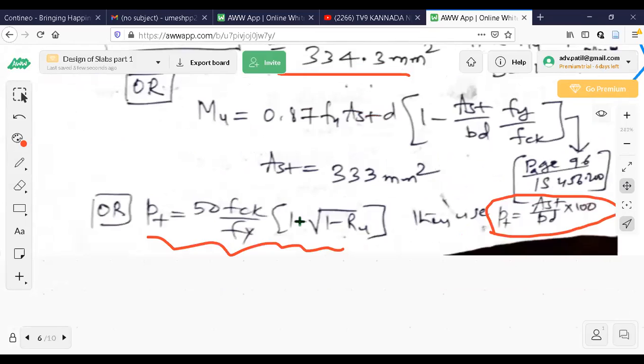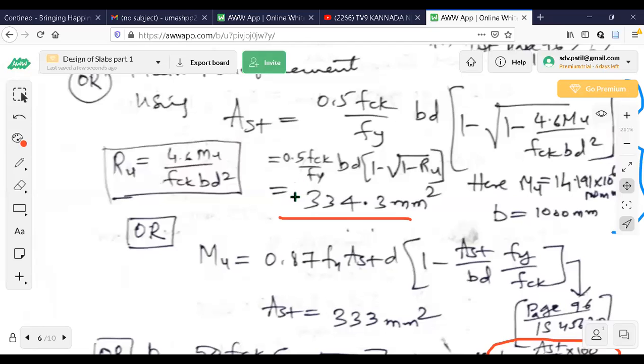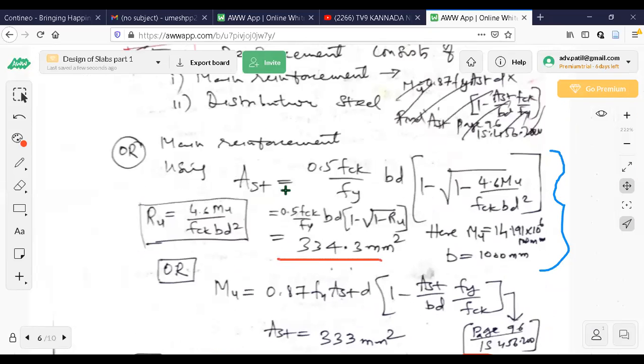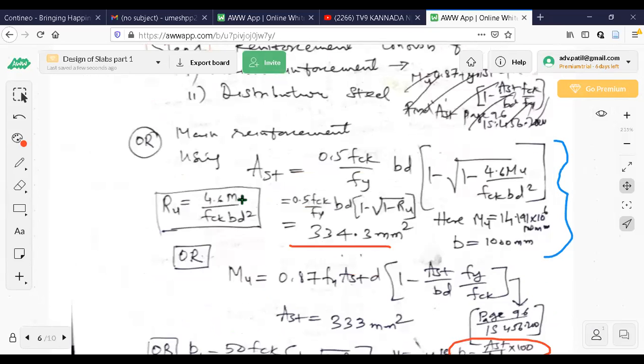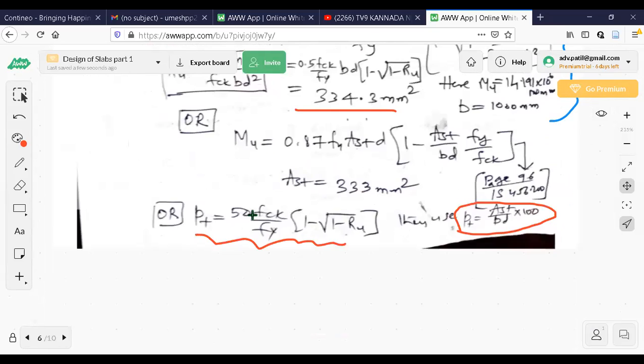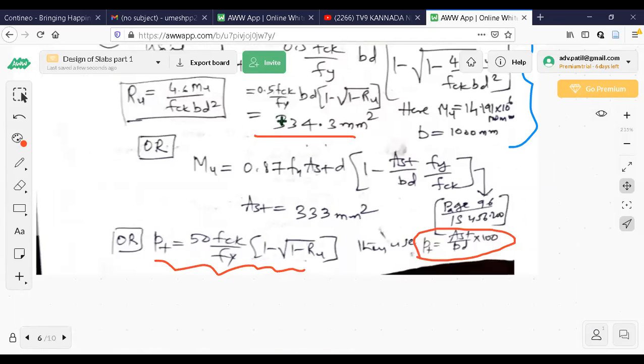That is, use SP16 Table 2. It is the fastest of all these. In the examination, don't try to practice all this, because see, I have calculated Ast using three methods already. You are supposed to use any one method to get 334 or 335 or whatever. Don't use all three methods. It is again a waste of time.